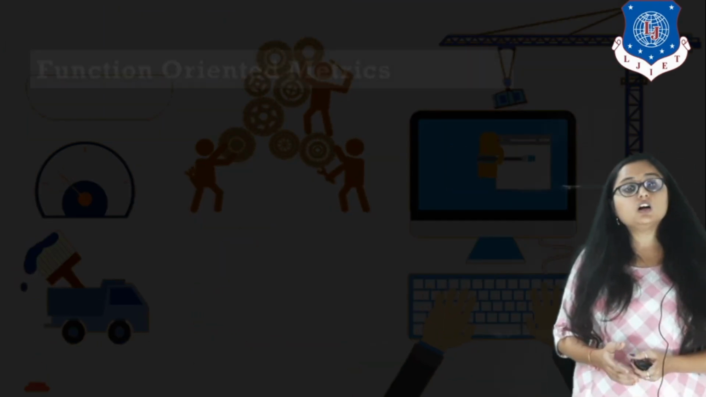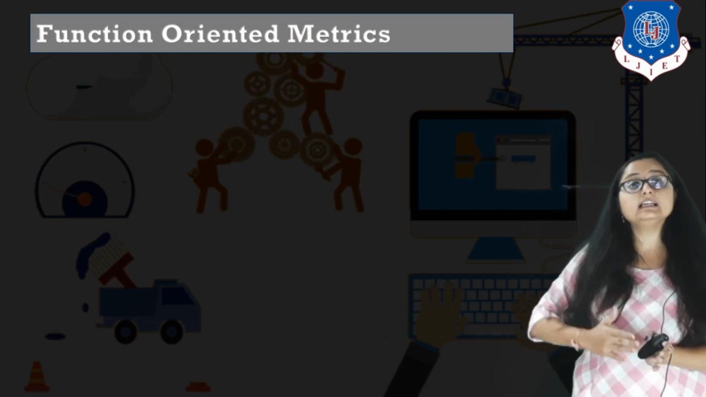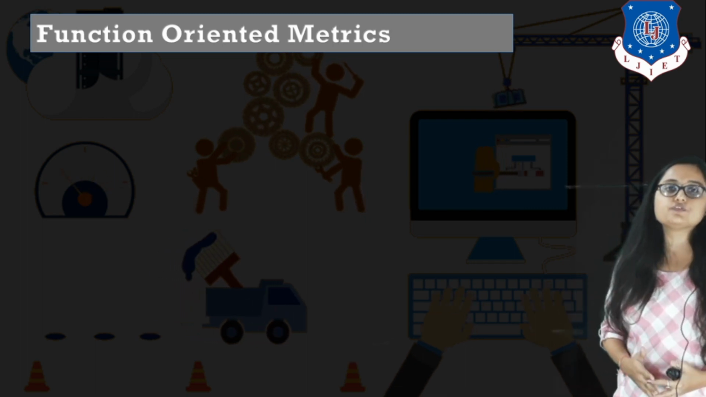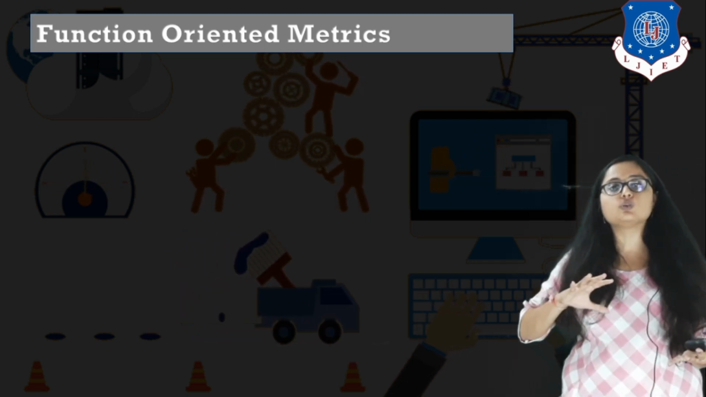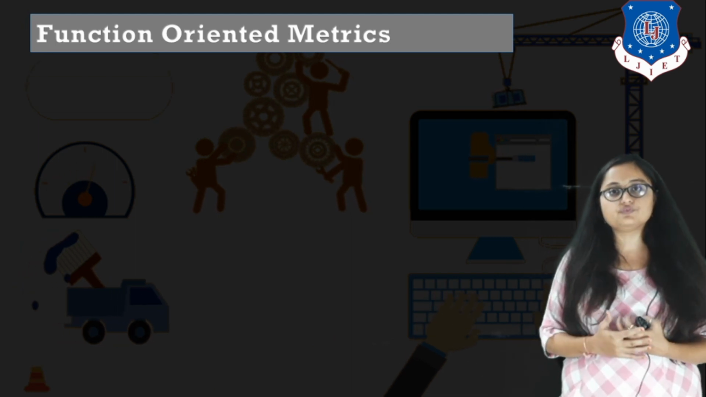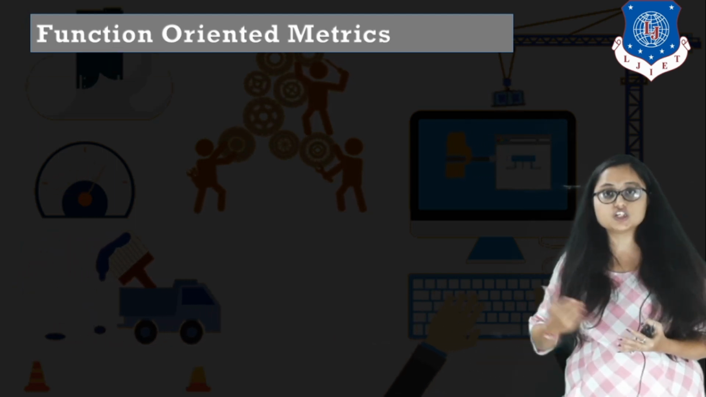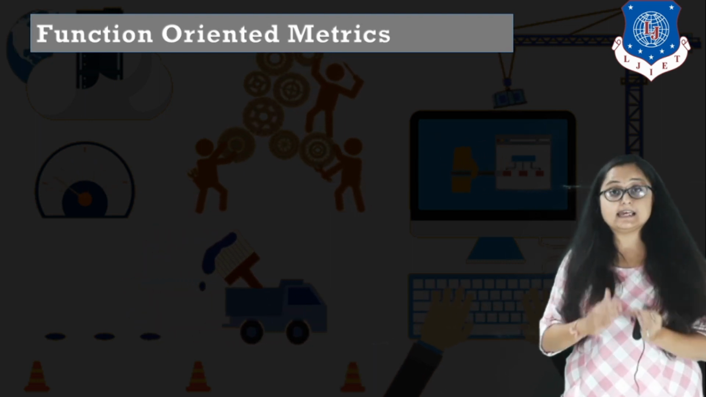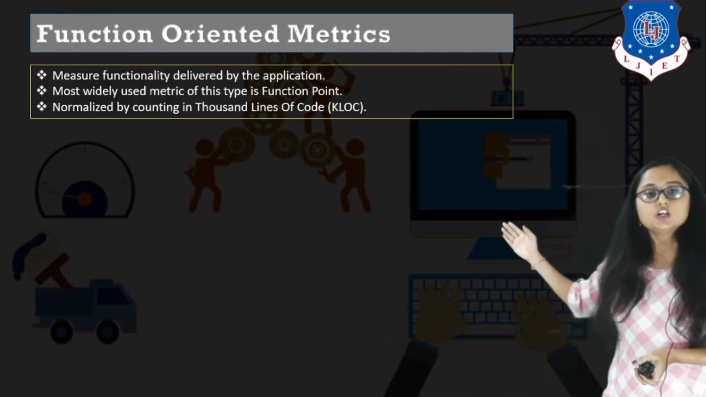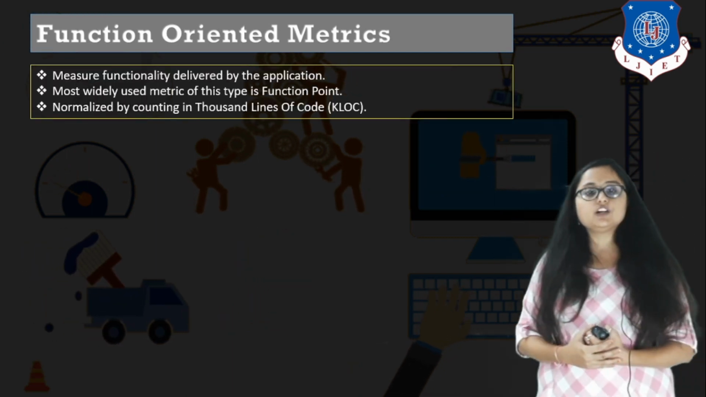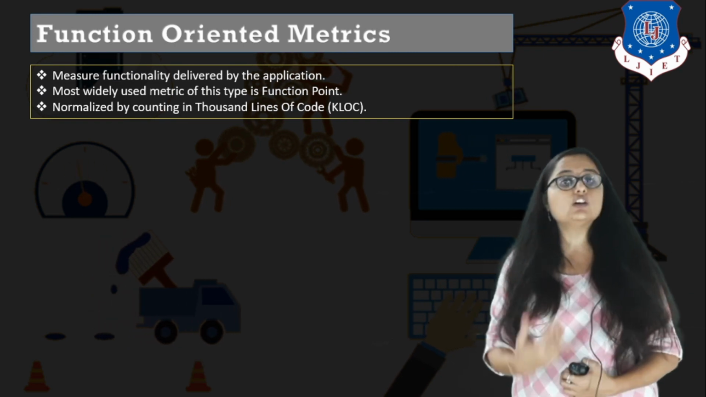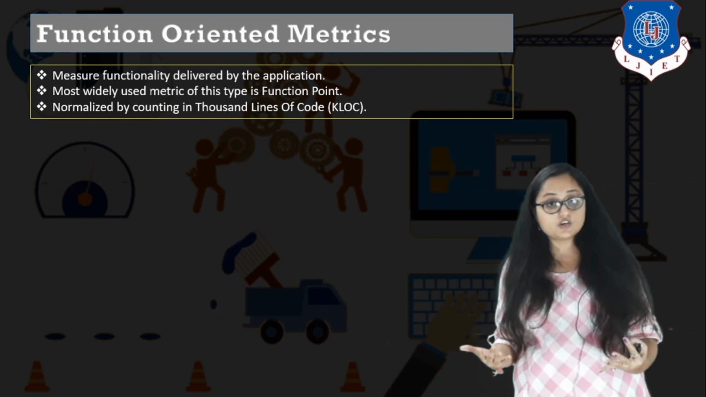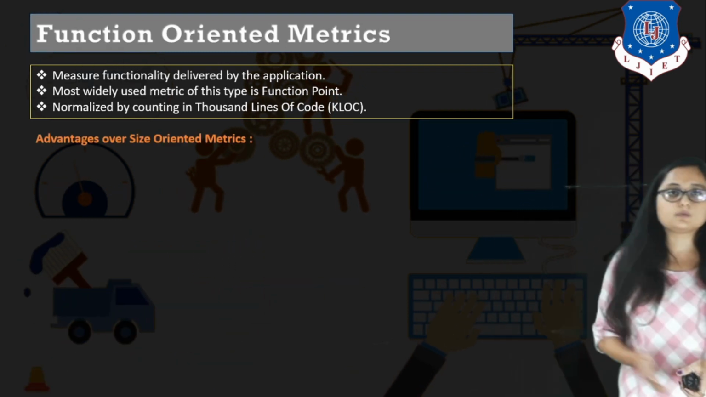Now let us go to the indirect metric, that is function oriented metric. Basically whenever you are going for function oriented metric, we are going to follow a number of steps. We are going to find a value that is known as FP, function point, okay, because we are going to find function point metric. So let us study step by step how to find this FP. So basically what does function oriented metric do? It measures the functionality delivered by the application. It is not directly measurable. We have widely used this function point metric and we have also normalized it.